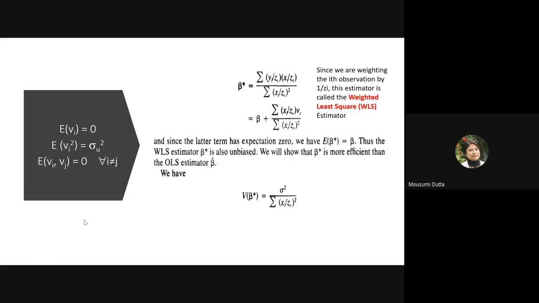Then we are calculating the OLS estimator for this weighted model. So my yi is now yi by zi and my xi is now xi by zi. So the OLS estimator will be given by summation xi by zi into yi by zi divided by summation xi by zi whole square. So first tell me whether this formula is understandable.